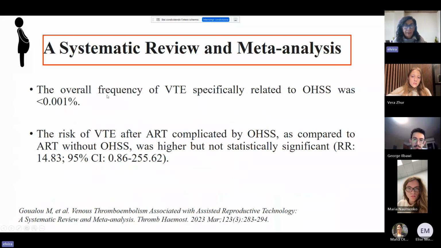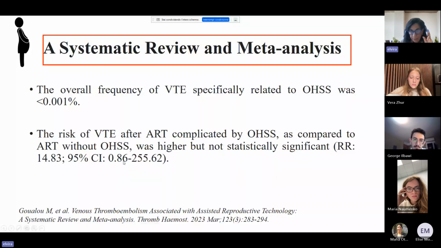However, we have to bear in mind that the risk of VT, as recently reported in a review with meta-analysis by a French group, the risk of VTE when ovarian hyperstimulation syndrome occurs is very high, about 15 times higher compared to women without ovarian hyperstimulation syndrome, although the confidence interval, as you can see here, crosses the unit.